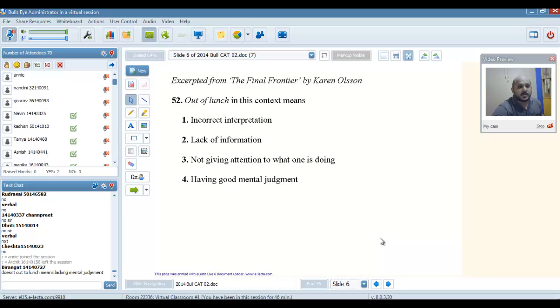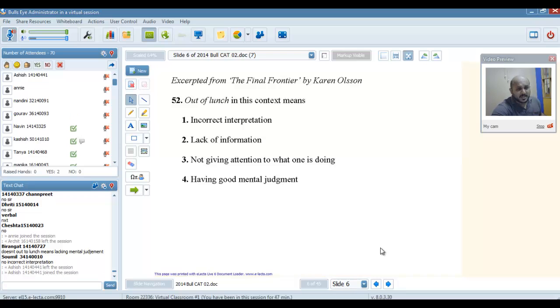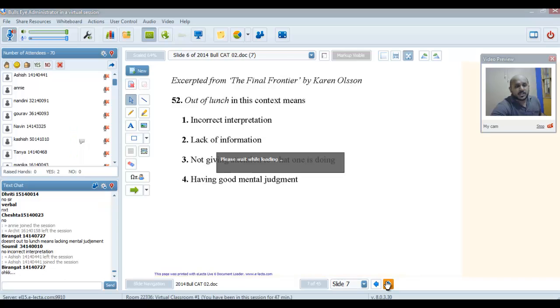See, Birangat, you've got to be really careful here. He says out of lunch in this context means. So you've got to provide the meaning of the phrase in the given context. He says that we'll be completely out of lunch if we got it wrong. So that means our interpretation would be completely incorrect, because the case talked about is if we got it wrong. So it cannot mean having good mental judgment. It means interpreting the information incorrectly. Next question.